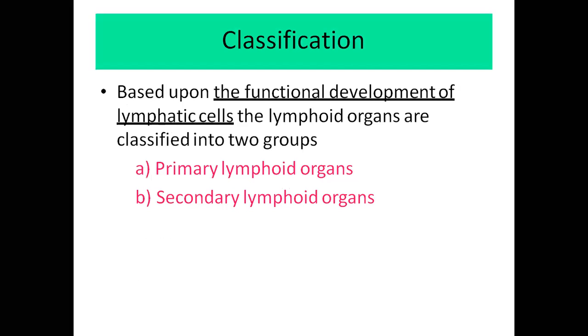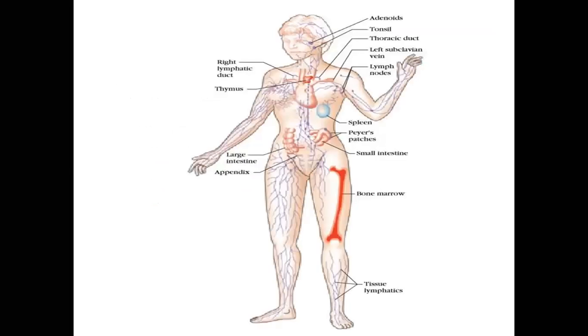Now the lymphoid organs can be differentiated into two types: primary lymphoid organs and secondary lymphoid organs. These names, primary and secondary, are given based on their functions and how they help in the development of the lymphatic cells. Based upon that, these organs have been divided into two groups.